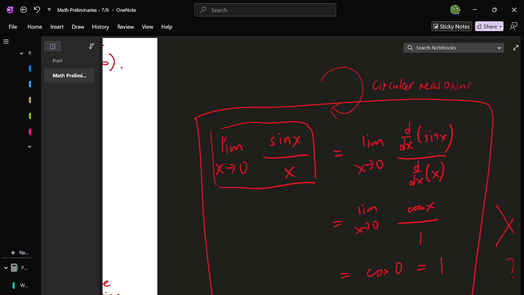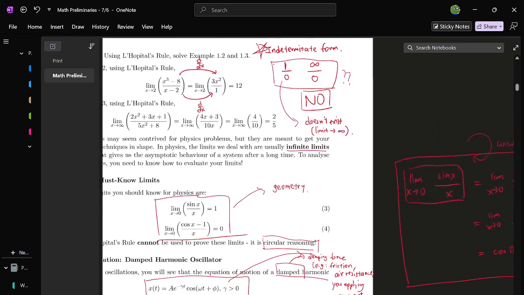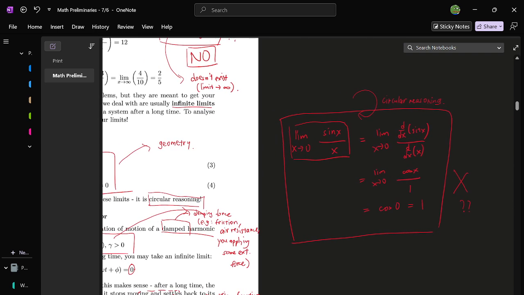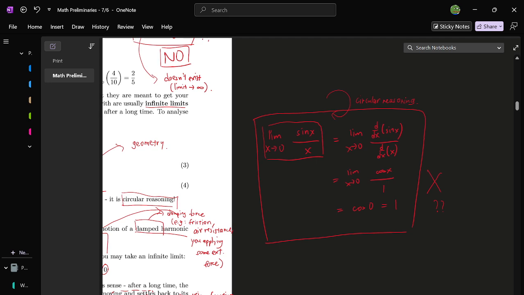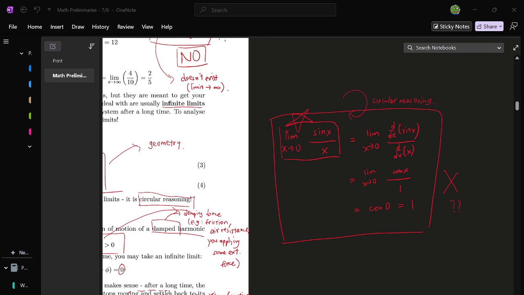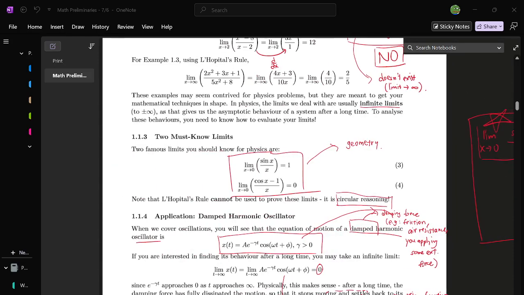I know a Wikipedia article on this, and I can include it later on, but this is quite mathematical in nature. So you don't really have to be concerned too much about why you can't prove it this way. You just have to know this limit. Okay, so I'll go back to where I was.